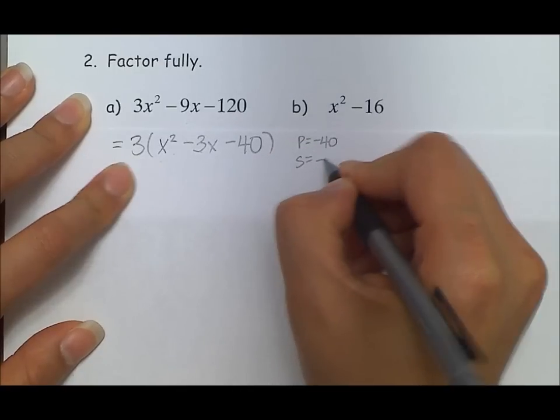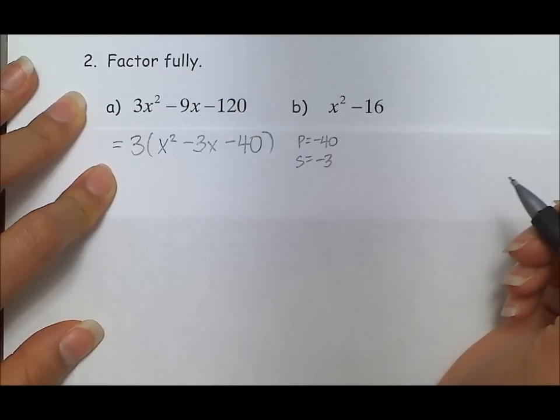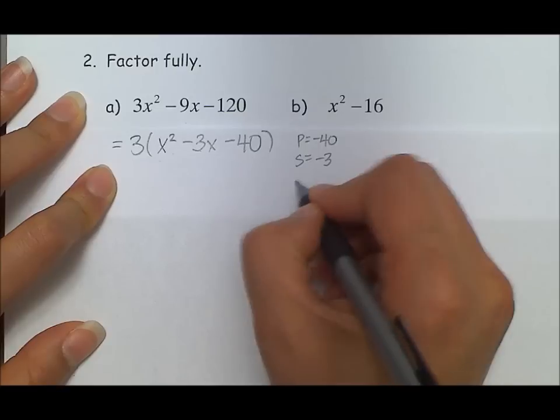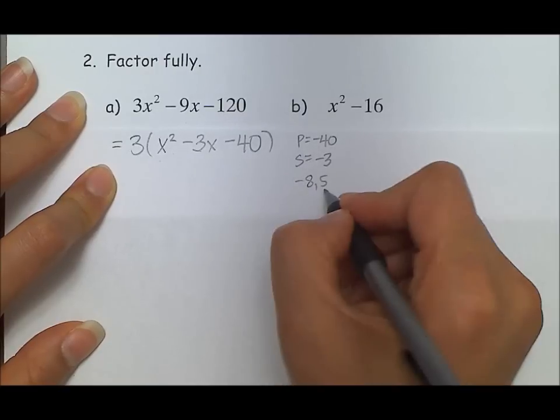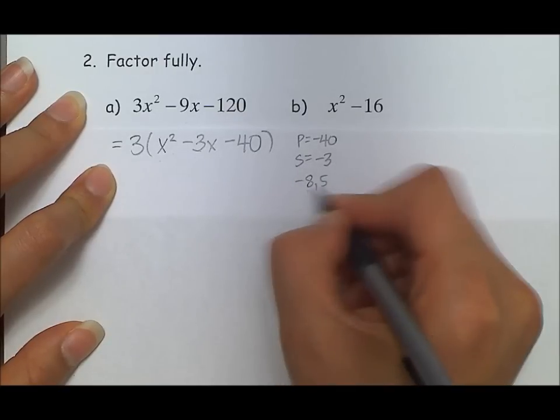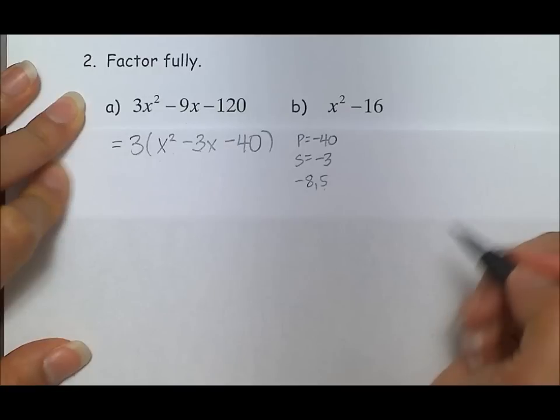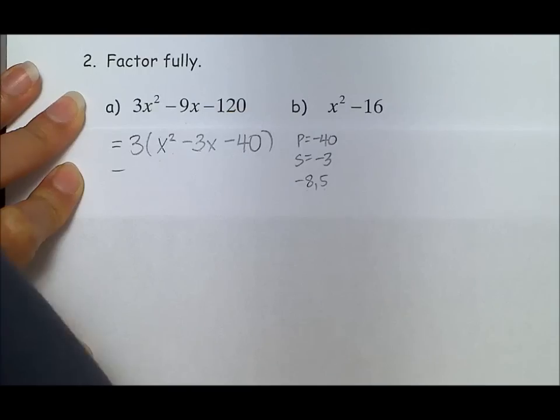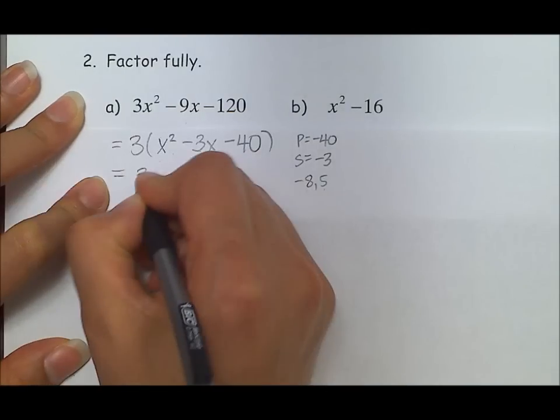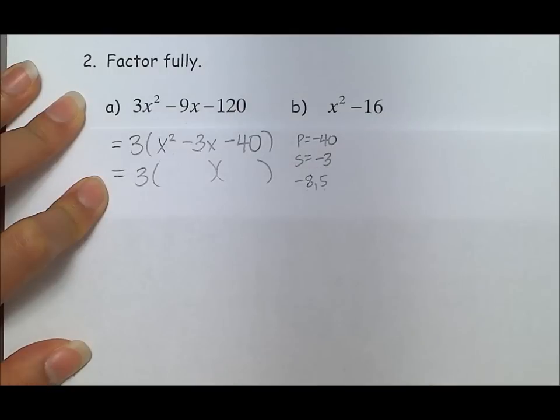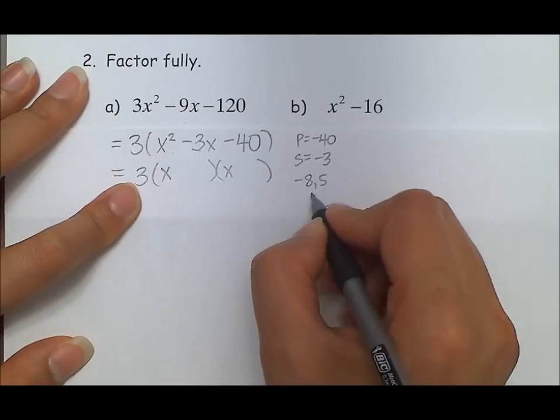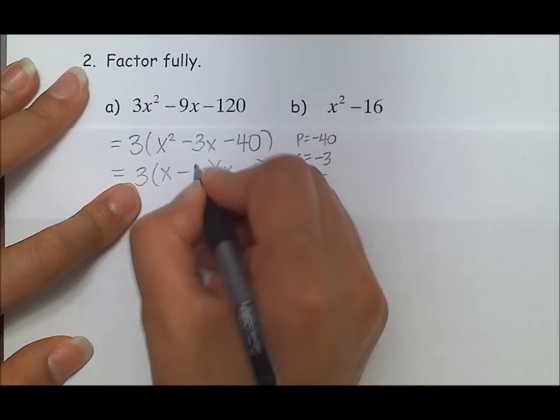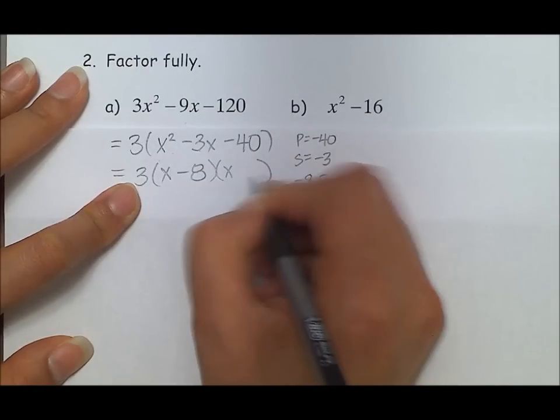And so I need two numbers that multiply to negative 40 and add to negative 3. And I believe negative 8 and 5 work. So negative 8 times 5 is negative 40. Negative 8 plus 5 is negative 3. Factoring this is pretty straightforward. And so I get 3 times, the square root of x squared is x. And then my two numbers here will create the rest of the factors that I need. And there's the factored form of the first one.